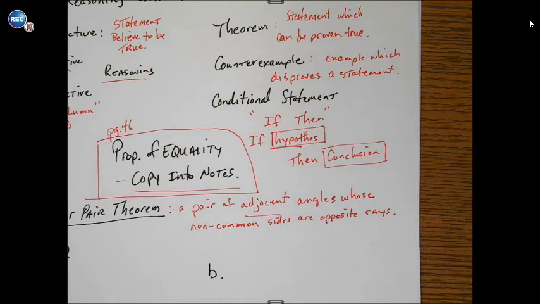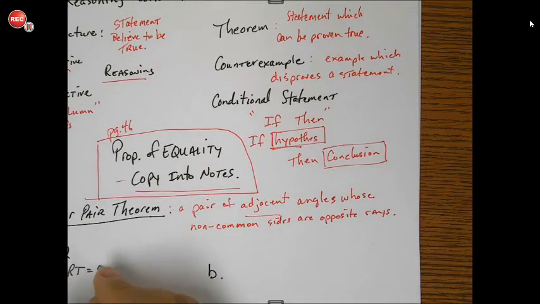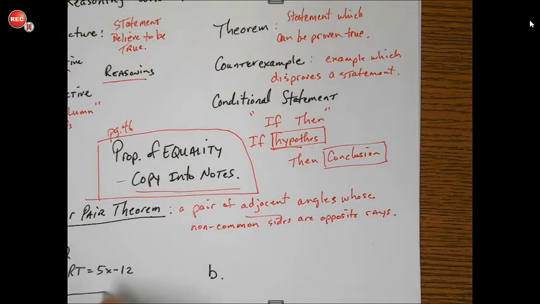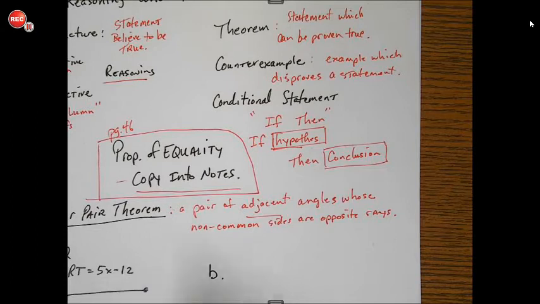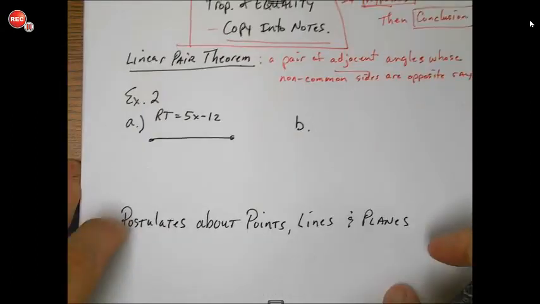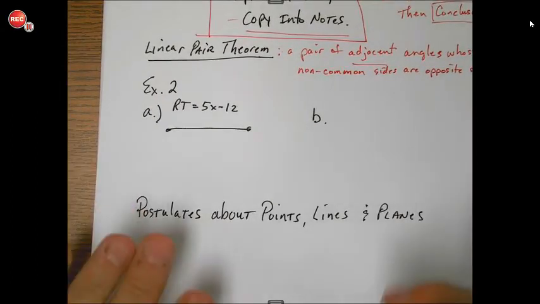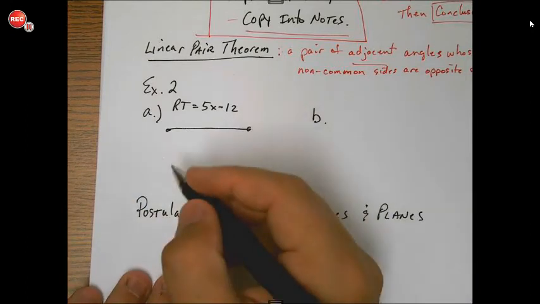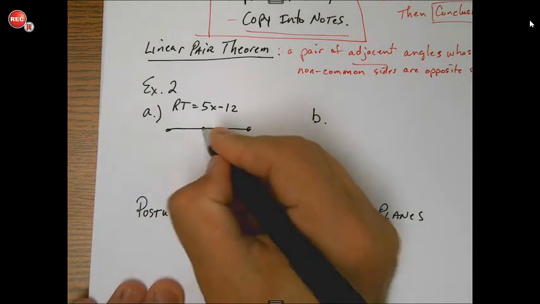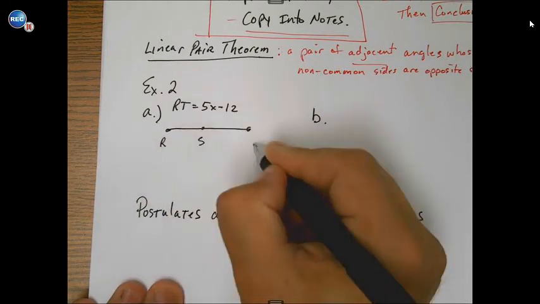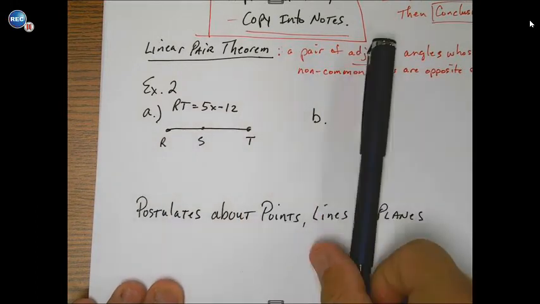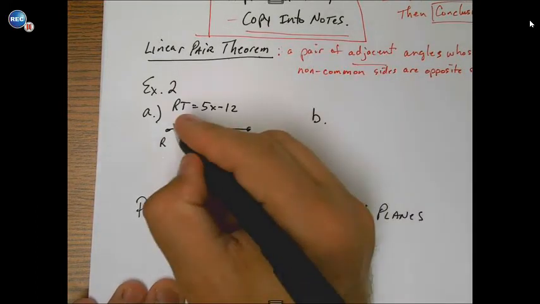Go to the bottom, page 48. Take a look at example A. It says given RT is equal to 5x minus 12. We have a segment. Now this is going to use the segment addition postulate. Let me move this to the top of the screen. We have S somewhere here in the middle. We'll call it S. We got that R. We got that T. And we know that RS is x plus 2.